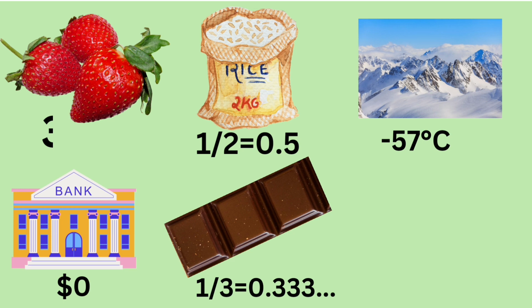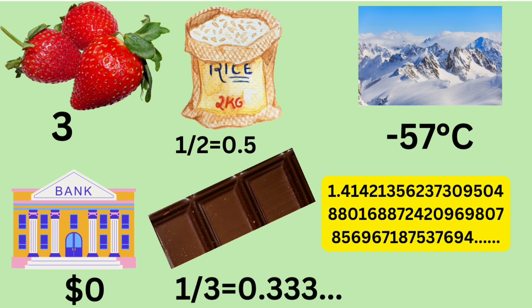It's a non-terminating decimal. See, what value is this? 1.414 goes on. Yes, it's the value of root 2. It is a non-terminating and non-recurring decimal. That is, it does not repeat the same pattern.